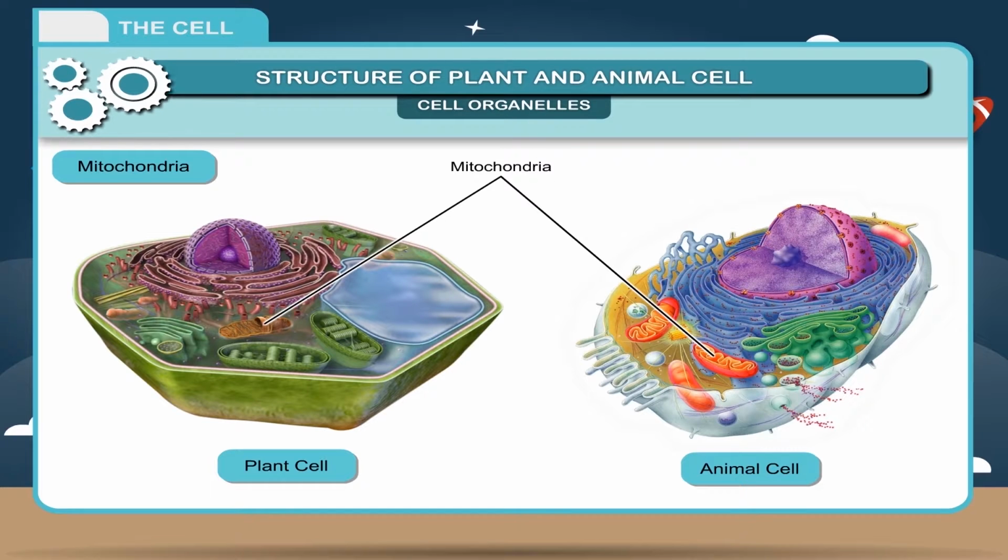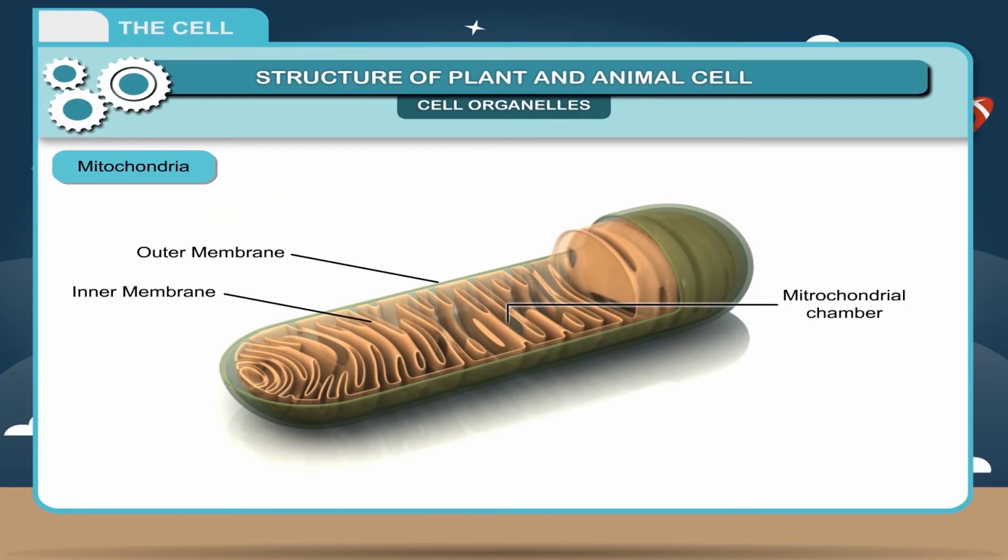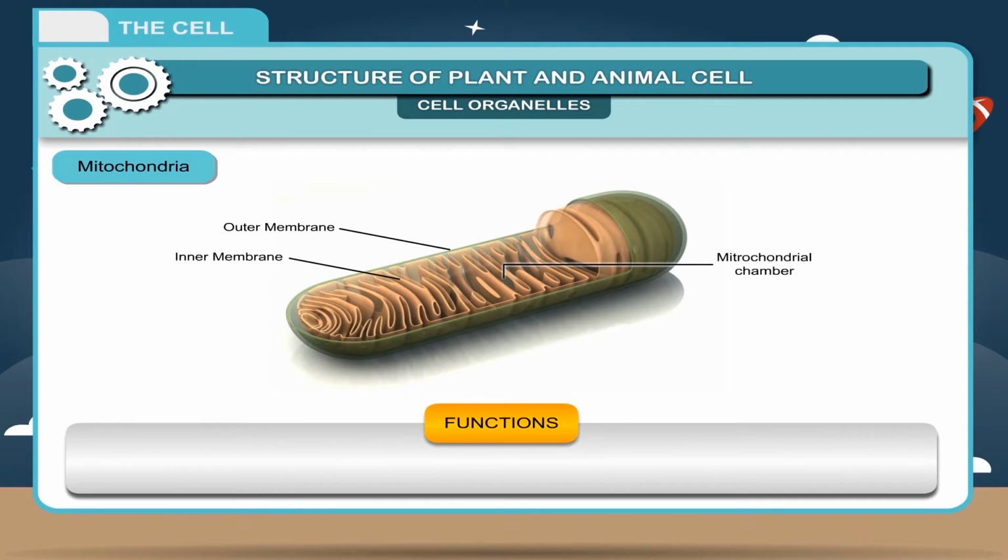They may be spherical, oval, or rod-shaped. They are present in animal as well as plant cells and are responsible for the synthesis and storage of energy released by the oxidation of food. They are also called the powerhouse of the cell. The mitochondria are bounded by a double-layer membrane. The inner membrane is infolded to form many projections, which are called cristae. Inside the mitochondria, there is a hollow cavity called the mitochondrial chamber. Functions. Their function is to generate and store energy.